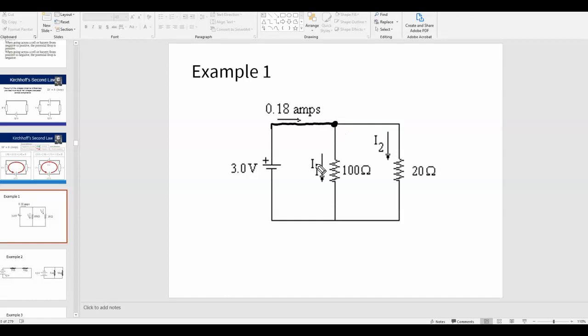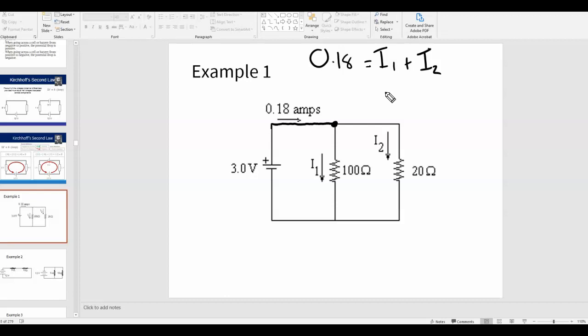So I don't know what I1 is and I don't know what I2 is, but I know because of the junction rule that if I have 0.18 amperes going in, I1 plus I2 has to add to be that value. Okay, and so this first equation comes from the junction rule. Now, can I do anything with this equation? No, because it's one equation and two unknowns.